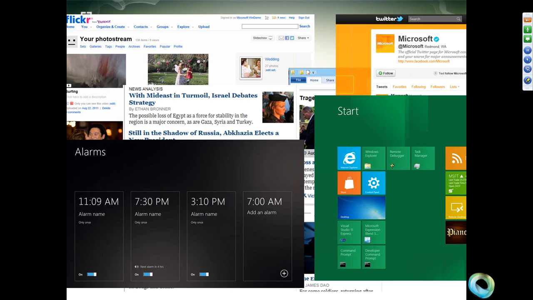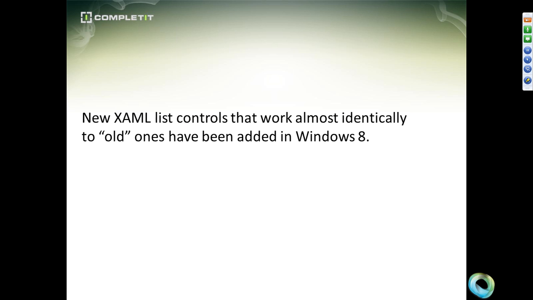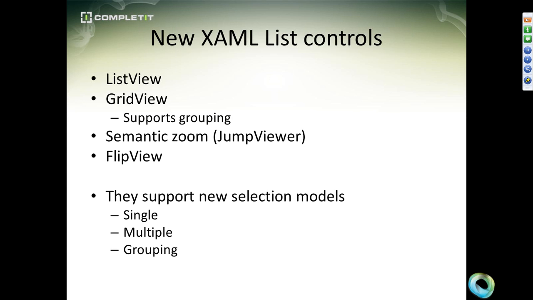So collections are important. And Microsoft, to give the developer the opportunity to build an application that handles the collections very well, included a few new XAML controls that almost work identically to the old ones. But they have been optimized for Windows 8 to give you as a developer the opportunity to build a good experience with them. These new controls are the list view, the grid view, the semantic zoom, which is the jump viewer, and the flip view. I'm going to take a look at these in a bit more detail.